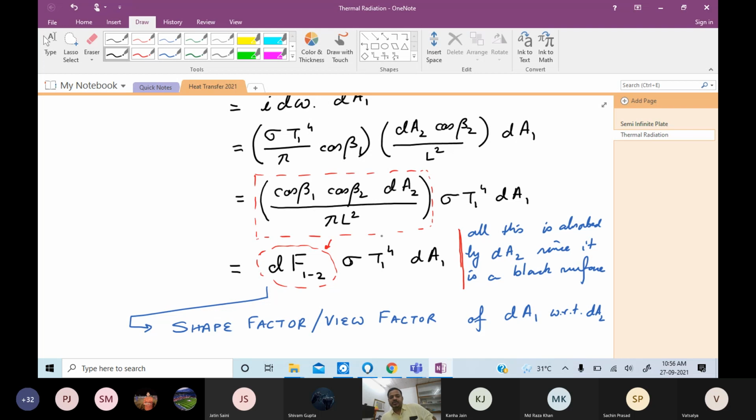So therefore, it has to lie between 0 and 1. We will see that later. But this shape factor is a very, very important concept. We will pick up from here on Wednesday morning.